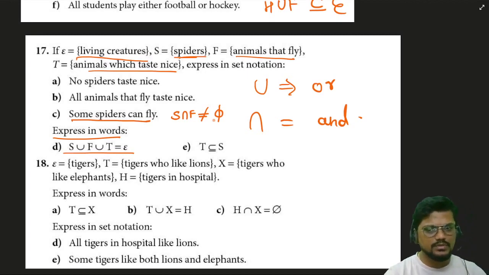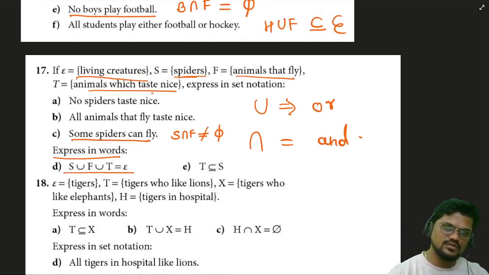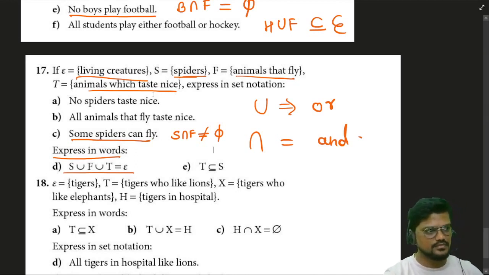Getting it? Yes. Similarly, the other questions are fine. Sir, this is very weird. Will they ask this in an exam? Yeah. Have they asked it previously? Yeah, they have asked. Okay, fine.